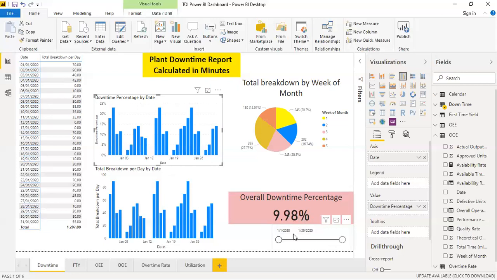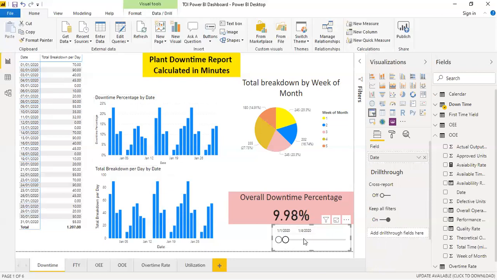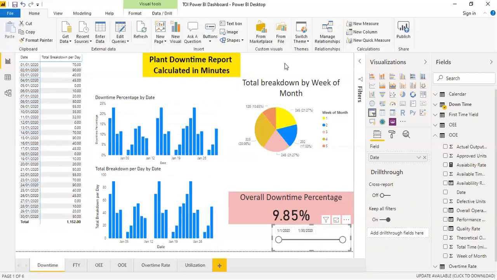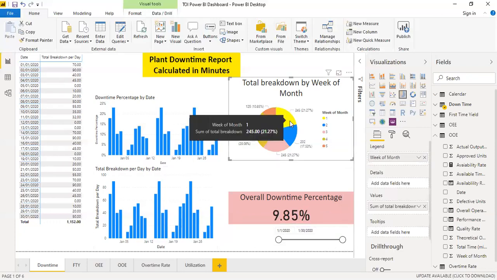If I change this, it also changes. So for 4 days we had an overall downtime percentage of 15.75%. This is how it works. We can also list this down, but I will show it in another tool.